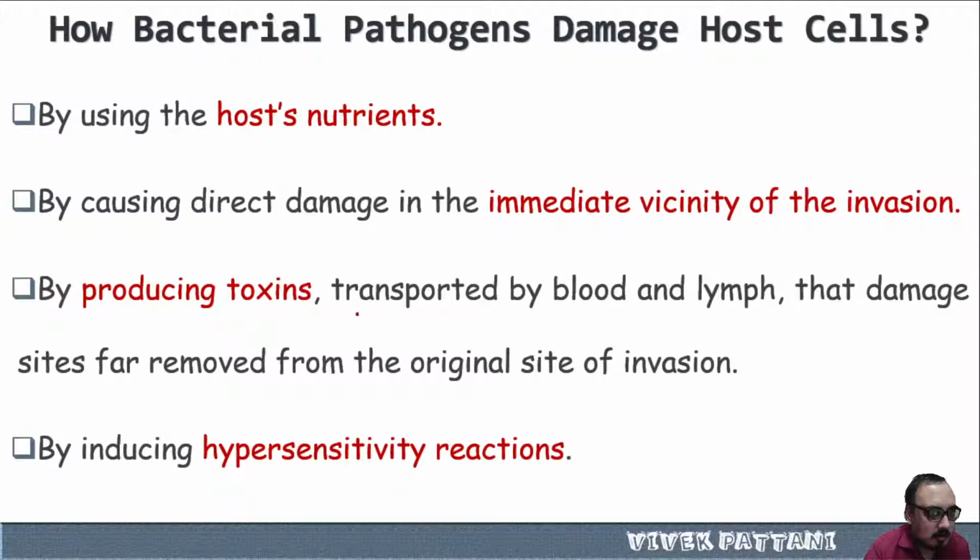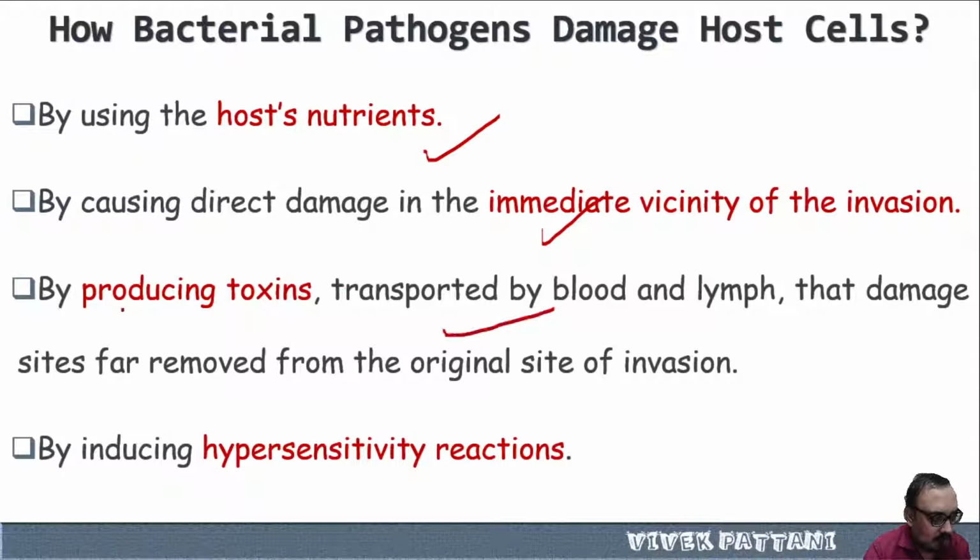So how do bacterial pathogens damage the host cells? They damage the host cells by using host nutrients. For example, some bacteria may produce siderophores, which enhance their capability to absorb iron, due to which the cells of the body may be deprived of iron. The second is by causing direct damage in the immediate vicinity of the infection, which may be done by various enzymes.